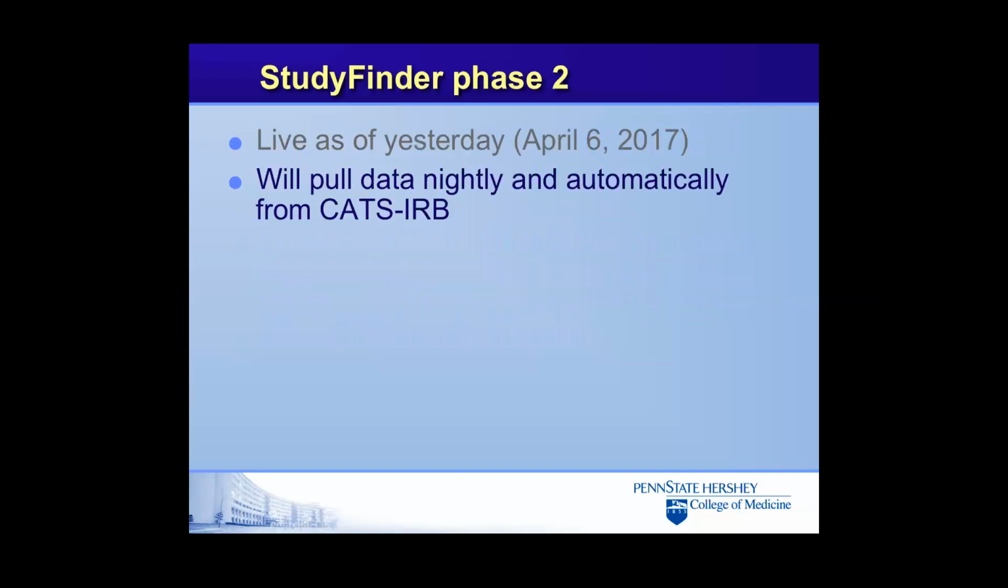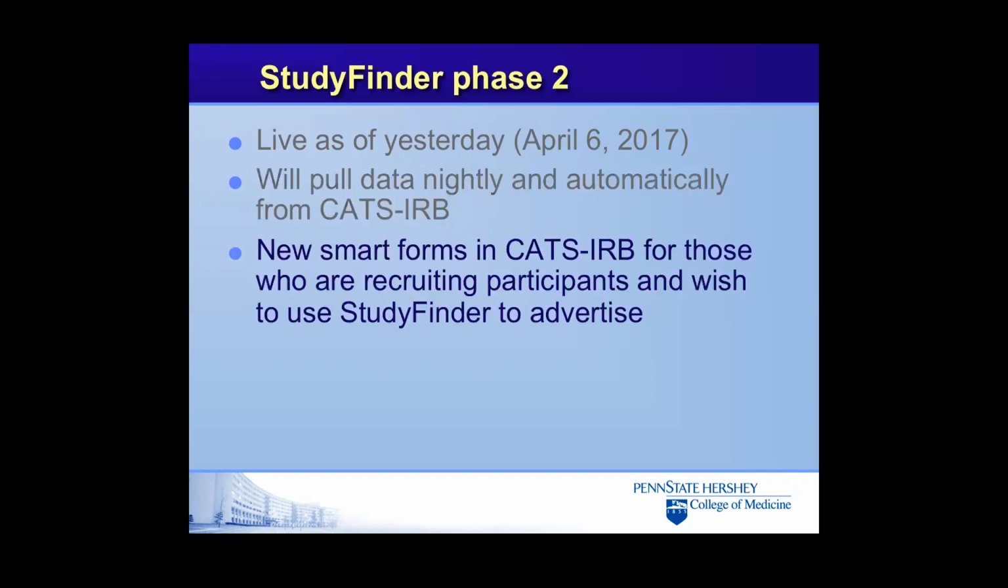The idea now is that it will pull data nightly and automatically from CATS IRB. So instead of clinicaltrials.gov, where we had no control and it was only our phase three and some phase two and four studies, this will be all of our clinical research where people are recruiting participants actively and they want to be part of StudyFinder.